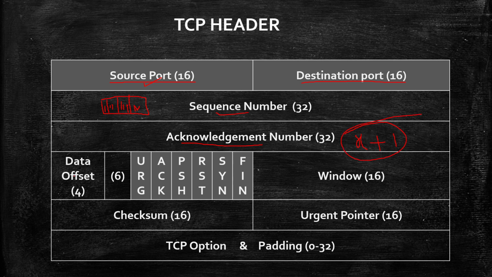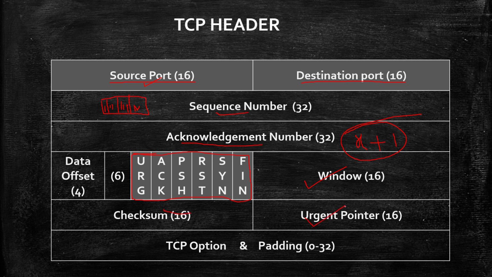Then is the data offset. Then this is the flags. All 6 are flags, and these are the most important flags. I'm explaining all these flags in the next slide. Window. In window, the sender sends the maximum limit of the sender. Okay, checksum. The checksum is the error control. Then the urgent pointer.